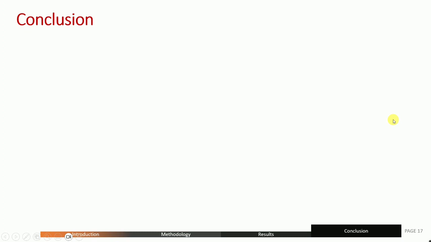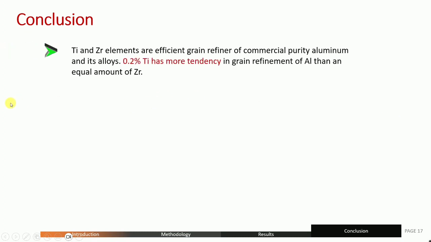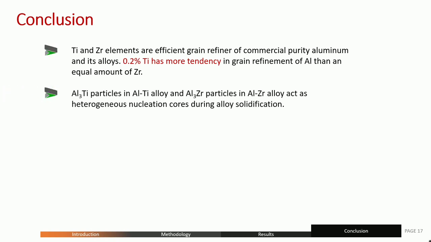So in short, I will be talking about the results: titanium and Zr elements are efficient grain refiners of commercial aluminum and its alloys at 0.2%. Titanium has more tendency in grain refinement of aluminum than an equal amount of Zr, or even more Zr. Al3Ti particles in Al-Ti alloy and Al3Zr particles in Al-Zr alloy act as heterogeneous nucleation sites during alloy solidification. So we saw why: because the incoherency is less, the energy between the particles is less. That's why it is acting as a heterogeneous nucleation site, and that's why we are getting efficient grain refinement.